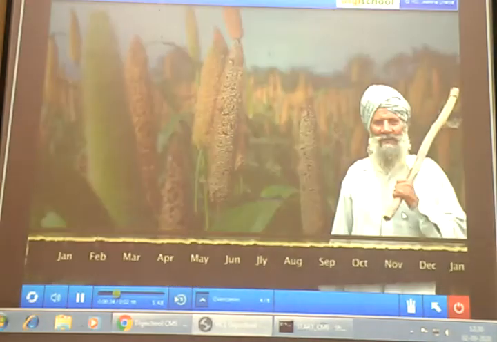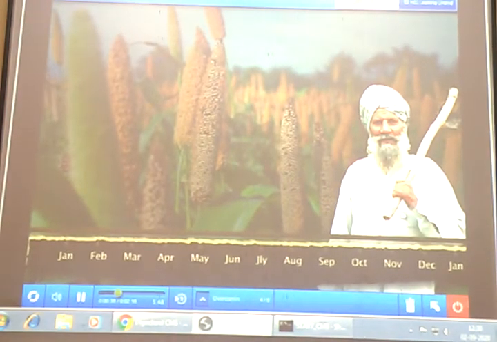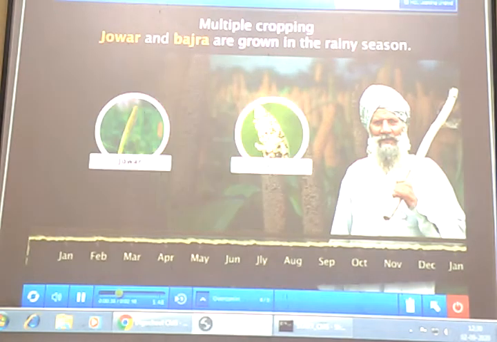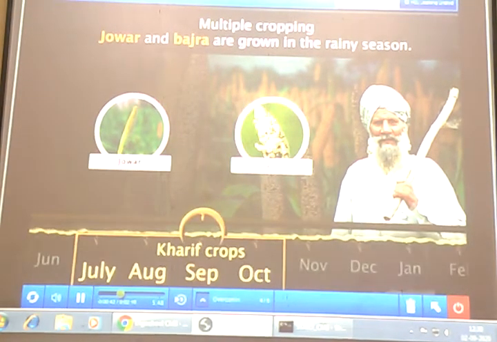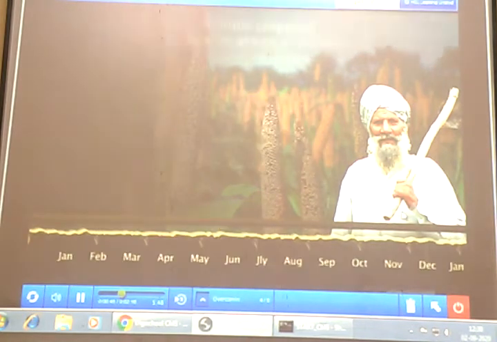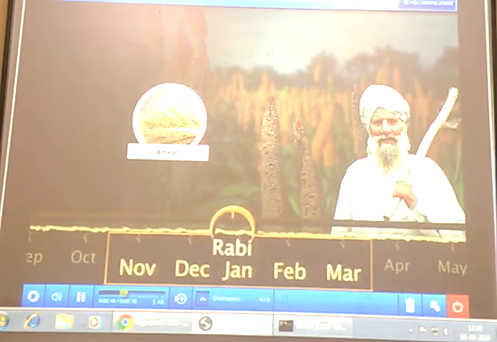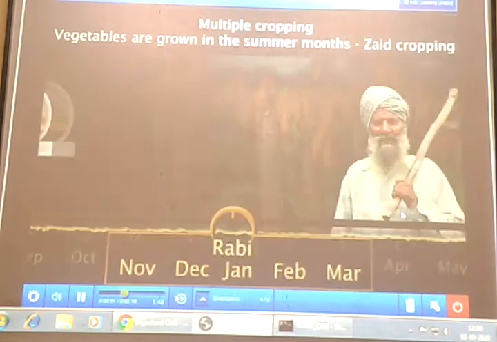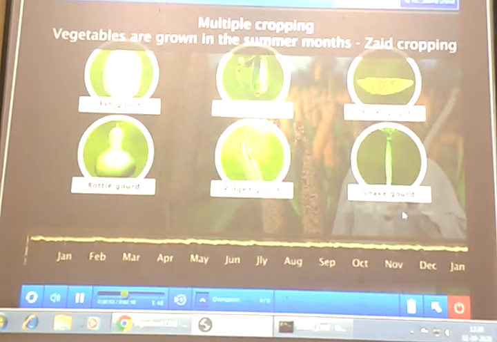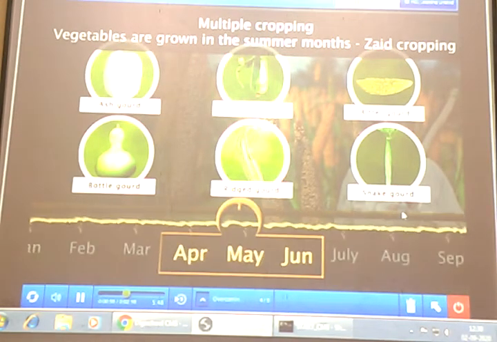Like most of the other farmers in Palampur, Gopal grows jowar and bajra, known as kharif crops, during the rainy season. He grows wheat, which is known as a rabi crop, in winter. Gopal even grows some vegetables in the summer months. This is known as zaid cropping.